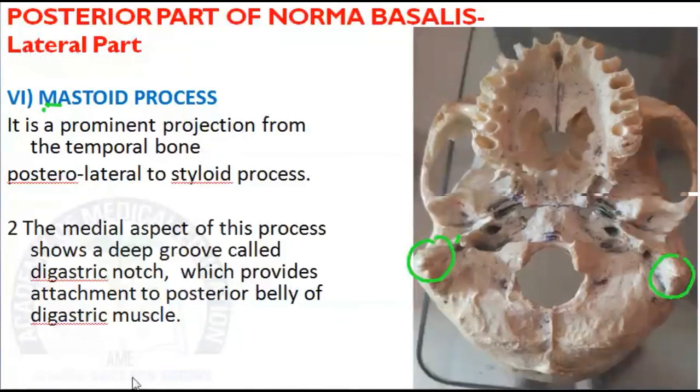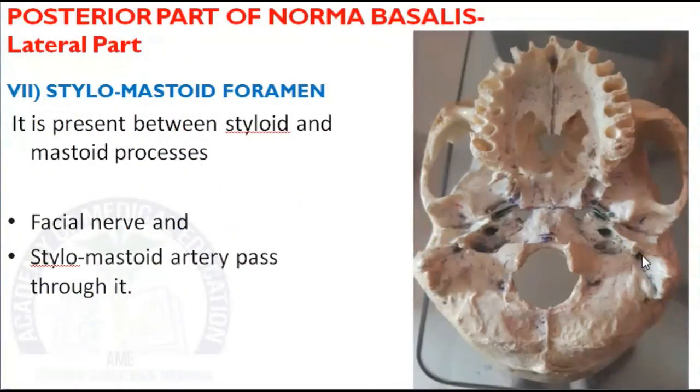The next structure in the lateral part is the stylomastoid foramen. As the word indicates, it is a foramen present between the styloid process and the mastoid process. This is the styloid process, this is the mastoid process, and there is a foramen between them, called the stylomastoid foramen. The facial nerve and the stylomastoid artery pass through this foramen.